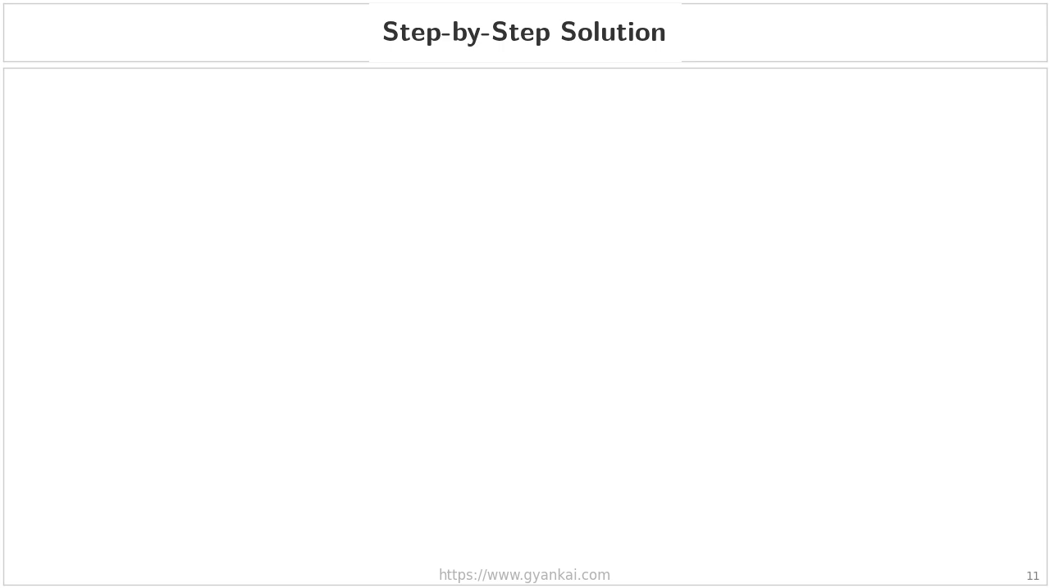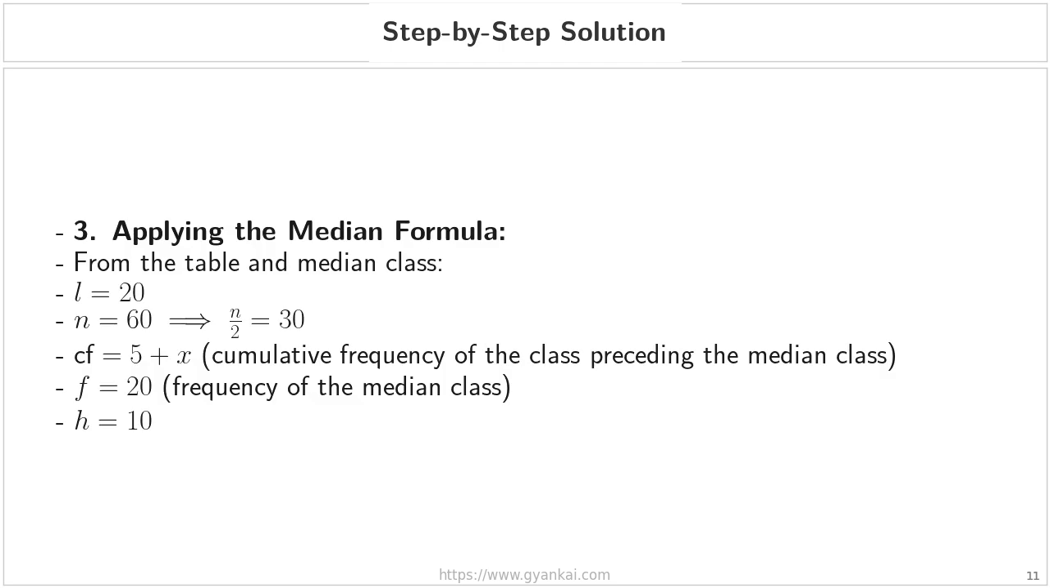Step-by-step solution. Now that we have identified our median class as the 20 to 30 interval, we move on to step 3, applying the median formula. This is where we bring all our known values together. Looking back at our frequency table and our identified median class, let's extract the specific components we need for the formula. First, the lower limit, which we call L, is 20. Next, we look at our total number of observations, N, which is 60. So when we calculate N divided by 2, we get 30.